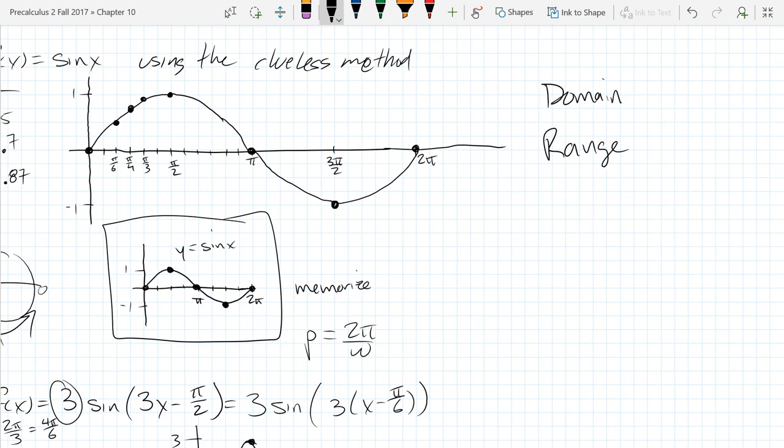All right, what's the domain? It looks like 0 to 2 pi, but that's only because we graphed one period. So all real numbers, it keeps going forever that way and forever the other direction. So we got all real numbers in our domain. And what about range? Definitely not all real numbers.